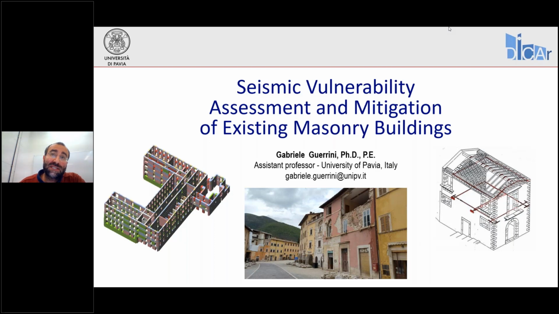Today, I will start with a series of seminars about the evaluation of the seismic performance and the mitigation of the vulnerability of masonry buildings. And in particular, I will give you an overview of the framework of the Eurocode 8 Part 3 about this seismic vulnerability assessment procedure and possible mitigation techniques for existing masonry buildings.